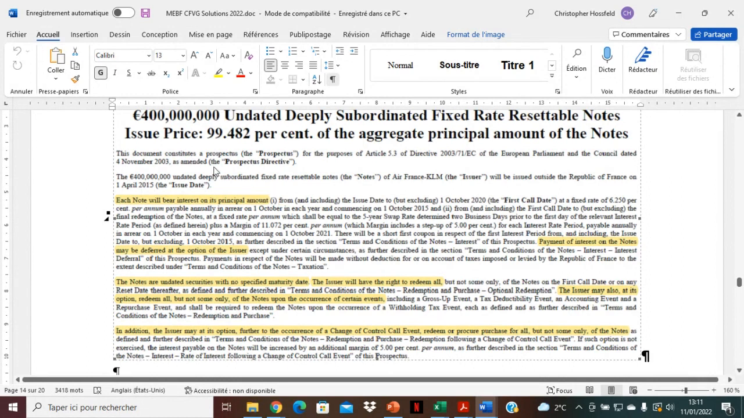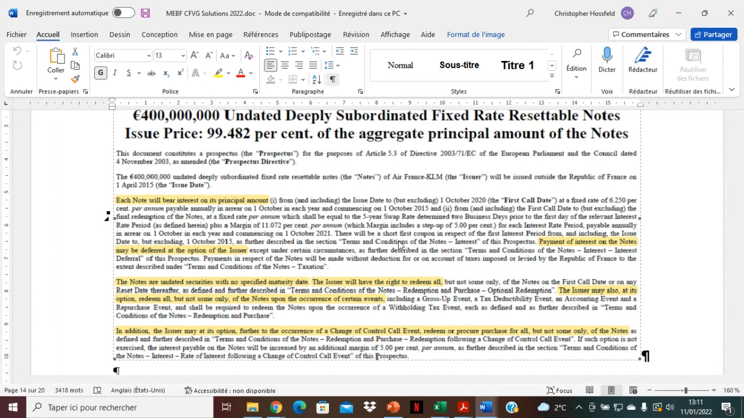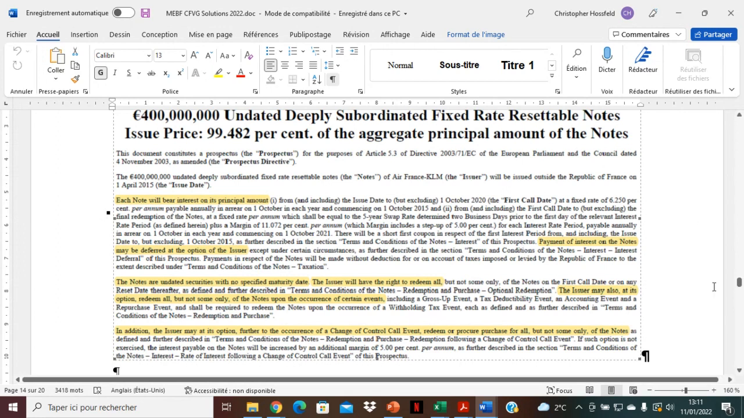Well, there is an interest payment that is mandatory, but the payment of interest may be deferred at the option of the issuer, which means it's mandatory, but not really, because it can be deferred. And the notes are undated with no specific maturity date. That means there's no obligation to reimburse. So no obligation to reimburse, a limited obligation to pay interest.